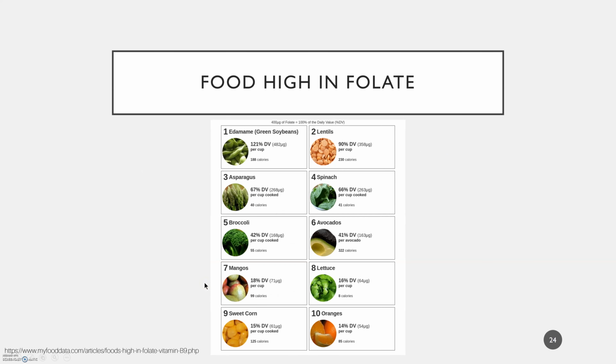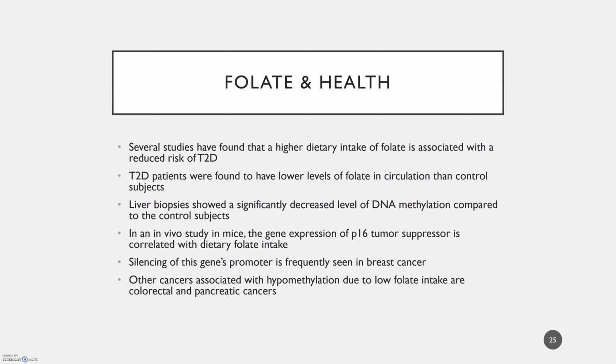We get folate from leafy green vegetables like spinach, peas, kale, and even asparagus. Folic acid, which is a synthetic form of folate, has been added to our food supply in things like bread and cereal since 1998 in the US and Canada to prevent neural tube defects such as spina bifida in newborns. Several studies have found that a higher dietary intake of folate is associated with a reduced risk of type 2 diabetes.